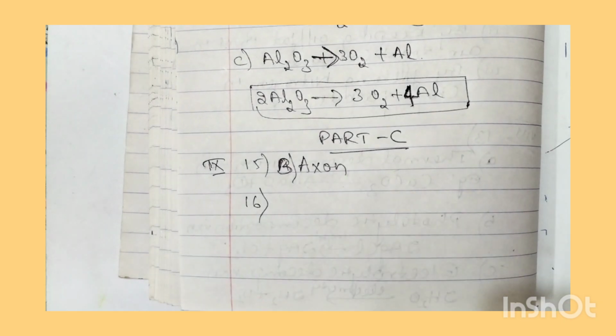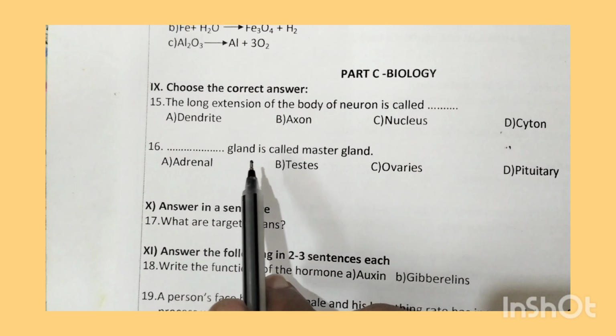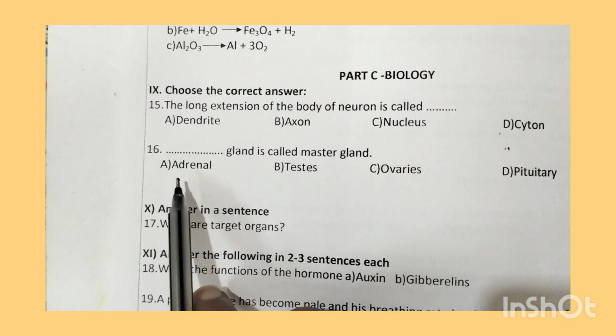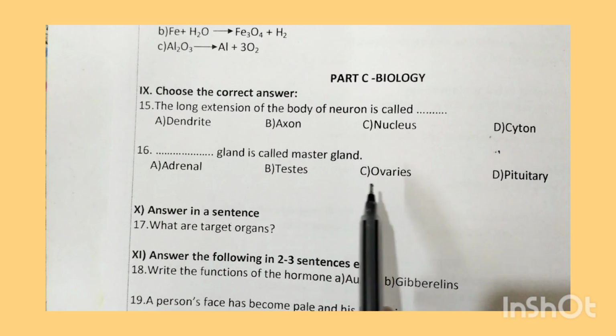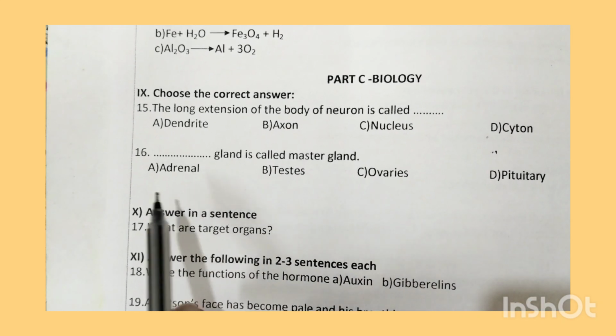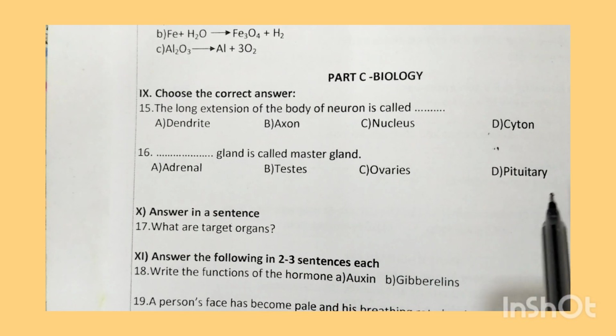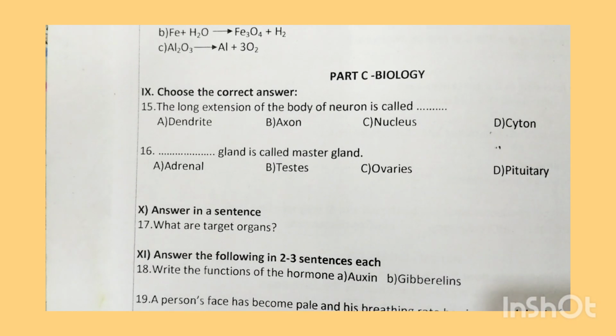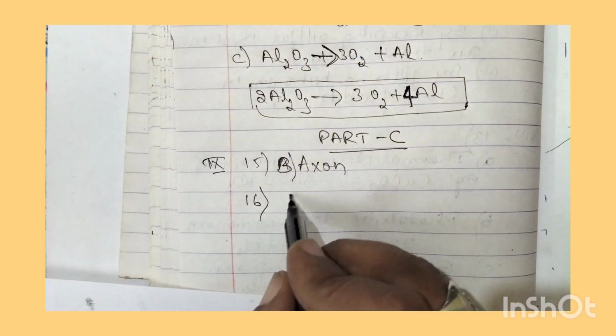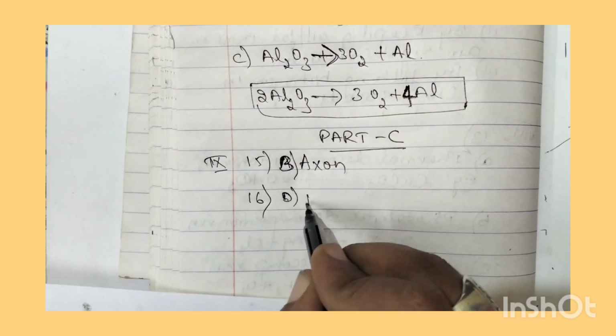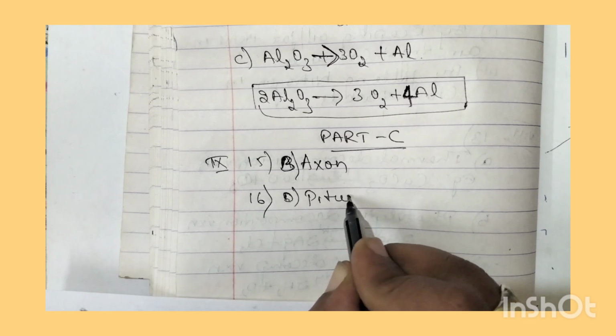So now let us move to the 16th question. The question is, dash gland is called the master gland: adrenal, testes, ovaries, pituitary. Among these four options, the right option is pituitary gland, which is called the master gland. So for the 16th one, option D, that is pituitary.